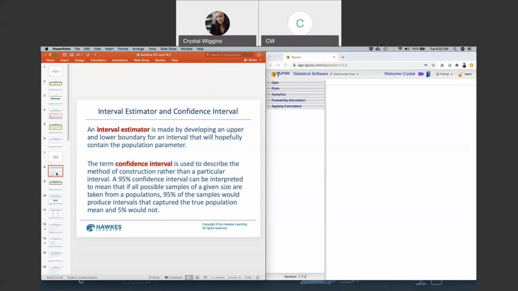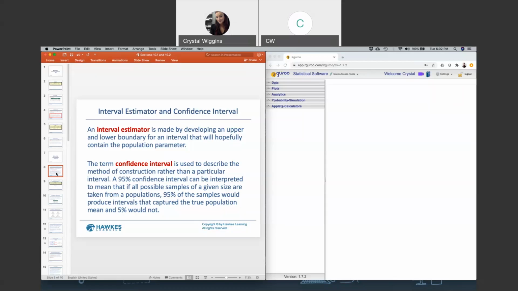The term confidence interval is used to describe the method of construction rather than a particular interval. A 95% confidence interval can be interpreted to mean that if all possible samples of a given size are taken from a population, 95% of those samples would produce intervals that capture the true population mean, and 5% would not.